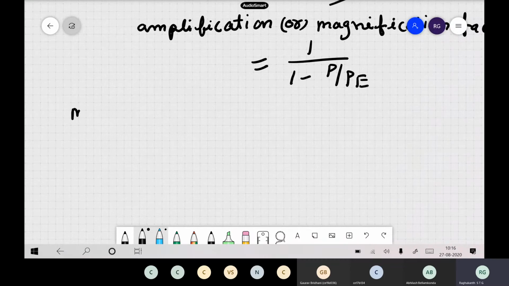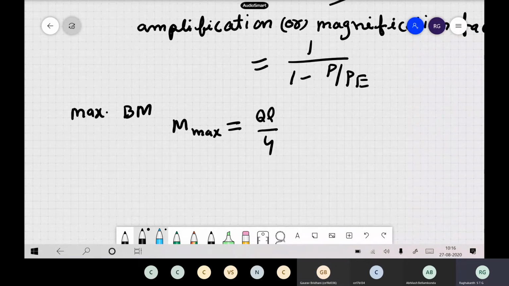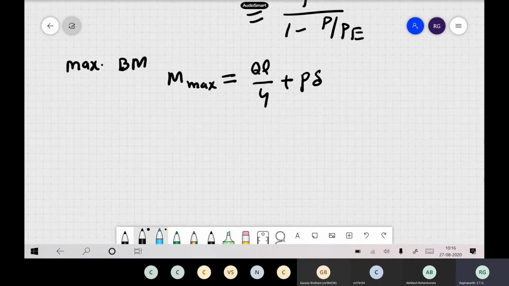Now similarly, the maximum bending moment also, if you try to find out, for a simply supported beam subjected to a concentrated load, what's the maximum bending moment? Remember, it is QL by 4, plus, because here we have axial load, P into delta, and the bending moment will be maximum obviously at x equal to L by 2 itself. So this is your bending moment.